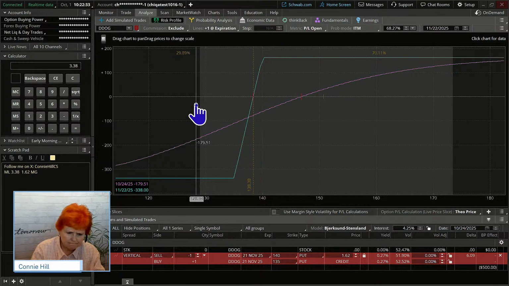Let's see. Is it possible to create alerts for price via the risk profile tab?